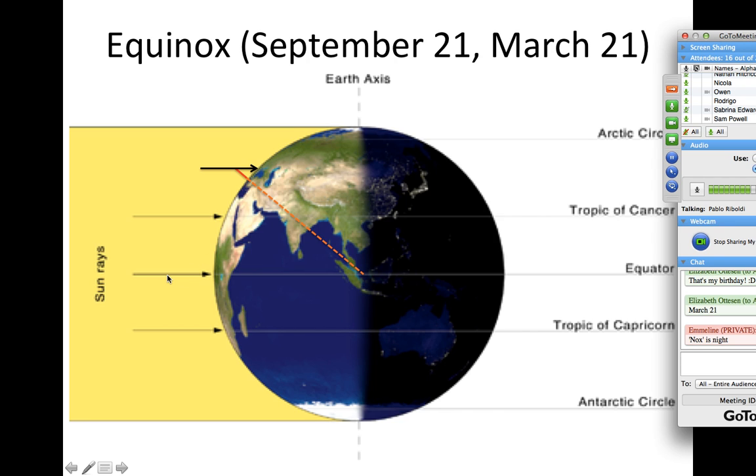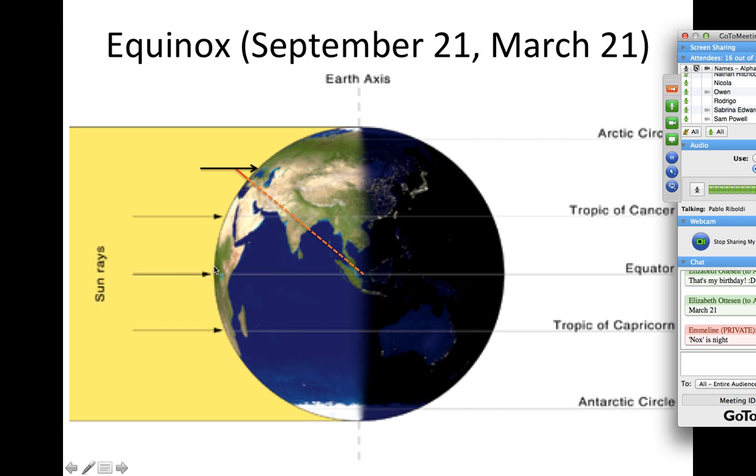So during those 2 days in particular, Nox is night. Emmeline tells me that Nox is night, so that makes sense, probably in Latin. And so equal night, equal time of day and night, is the equinox.